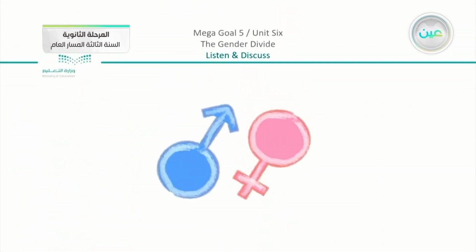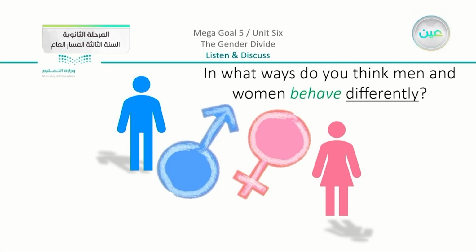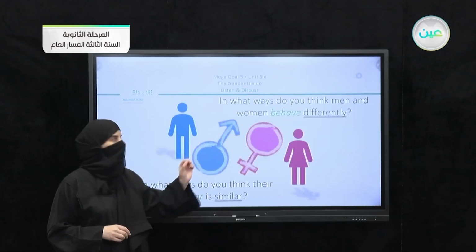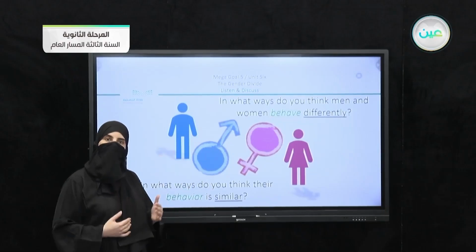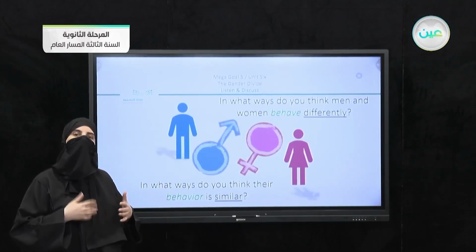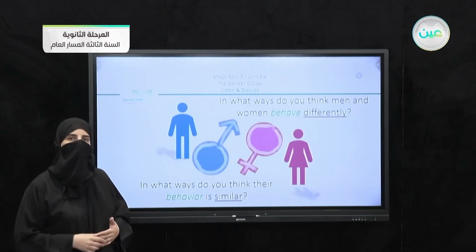Now we do have these two symbols. We know that one is used for female and the other symbol is used for male. We have our question: In what ways do you think men and women behave differently? And we do have another question here: In what ways do you think their behavior is similar? You can see that once we have the verb, which is behave, and another time we have the noun, which is behavior. Now we are talking about the similarities and the differences in behavior between male and female. So what do you think about it?